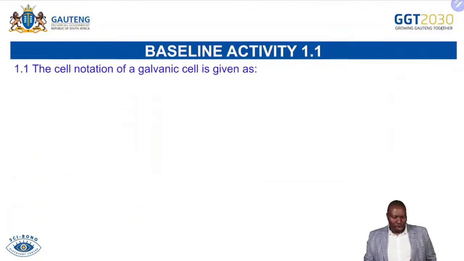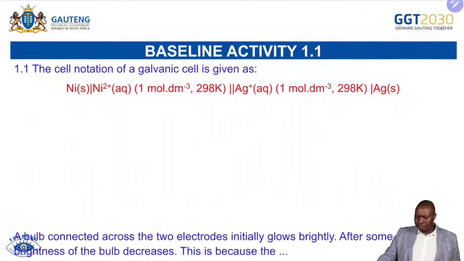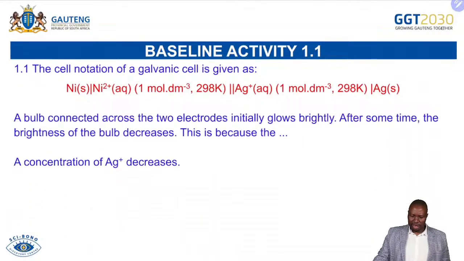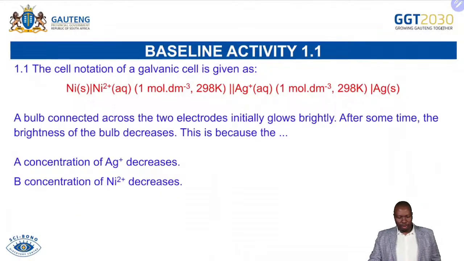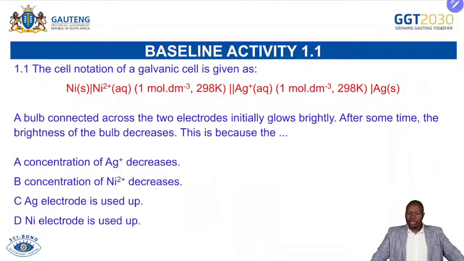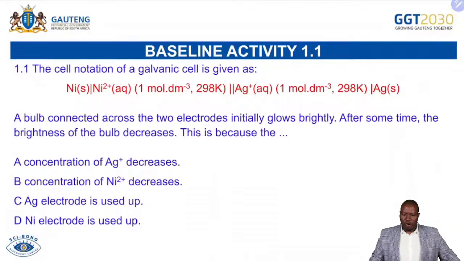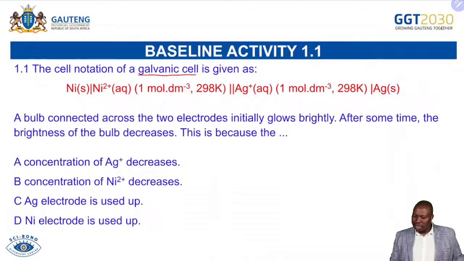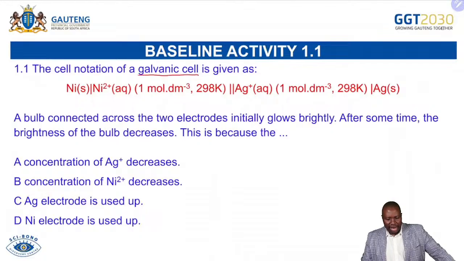So we'll be looking at that, and then I hope this will help you as you go through these type of questions. Now, as we do, we'll look at questions, which by now we know that you have done. You will be able to respond to questions based on them. Let's look at this one. It says the cell notation of a galvanic cell. So you are told that this galvanic cell is given as.